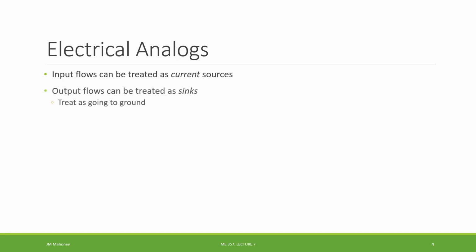And when we have output flows going out of our system into the environment, into the atmosphere, we can treat those as sinks, in that all the output going out into the environment can be drawn as going into ground, where we have zero potential, or at least zero relative potential compared to our system. Along with current sources, we could have voltage sources in the case of a pump or something that is applying a pressure into our system. But more often, we're going to see these input flows and therefore current sources in our electrical analogs.